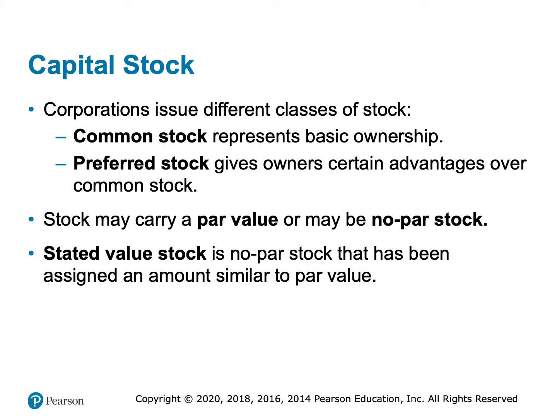So the preferred stockholders are going to get more in dividends. However, they give up their right to vote. So again, those advantages: one, they get more in dividends, but they give up their right to vote.